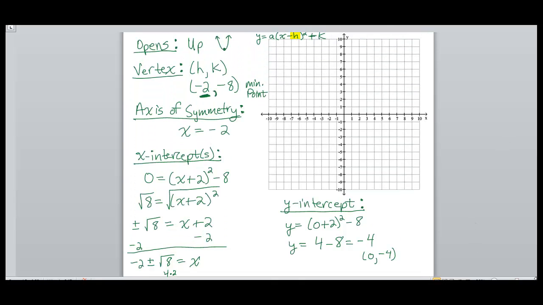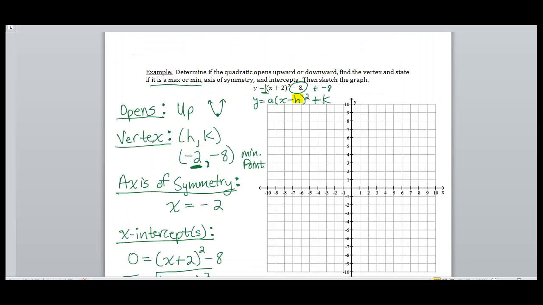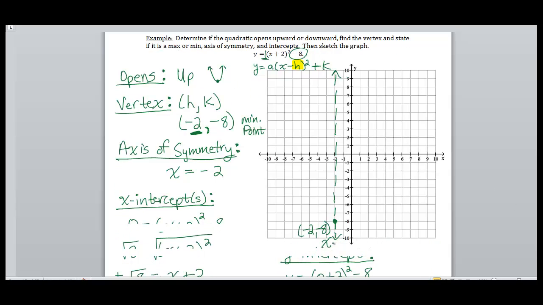So I get the point negative 2, negative 8. And so here, go left 2 and down 8. It is opening up. So I'm going to label my point here. My axis of symmetry is the line x equals negative 2. Again, that's a vertical line that goes through our vertex. Again, it is not a part of our graph, it's just a feature of our graph.